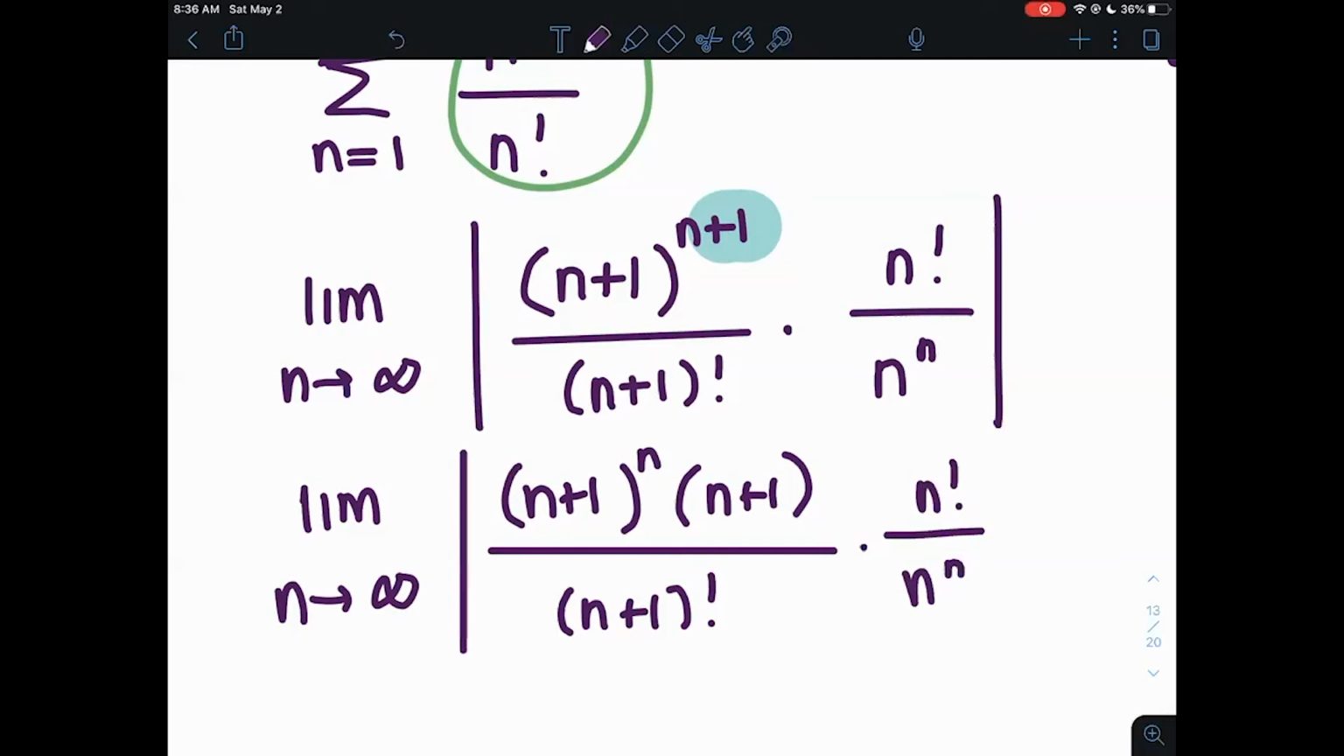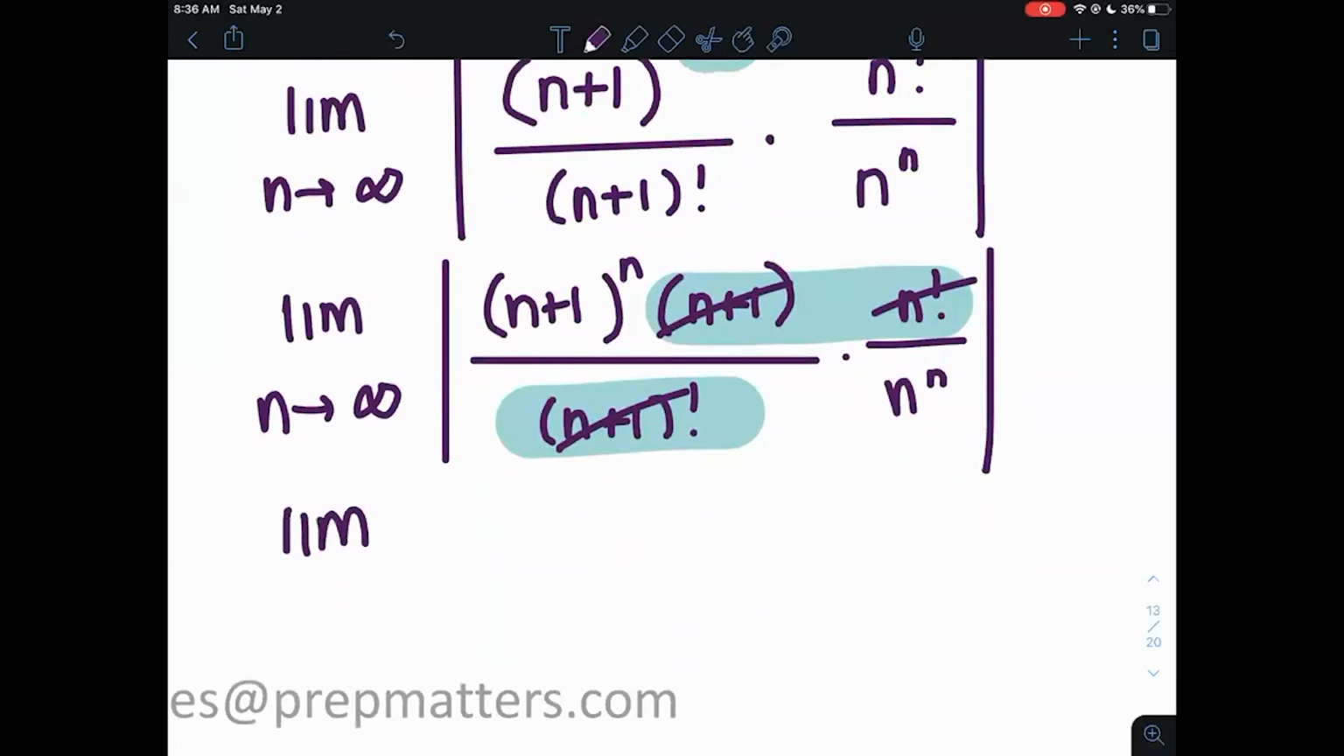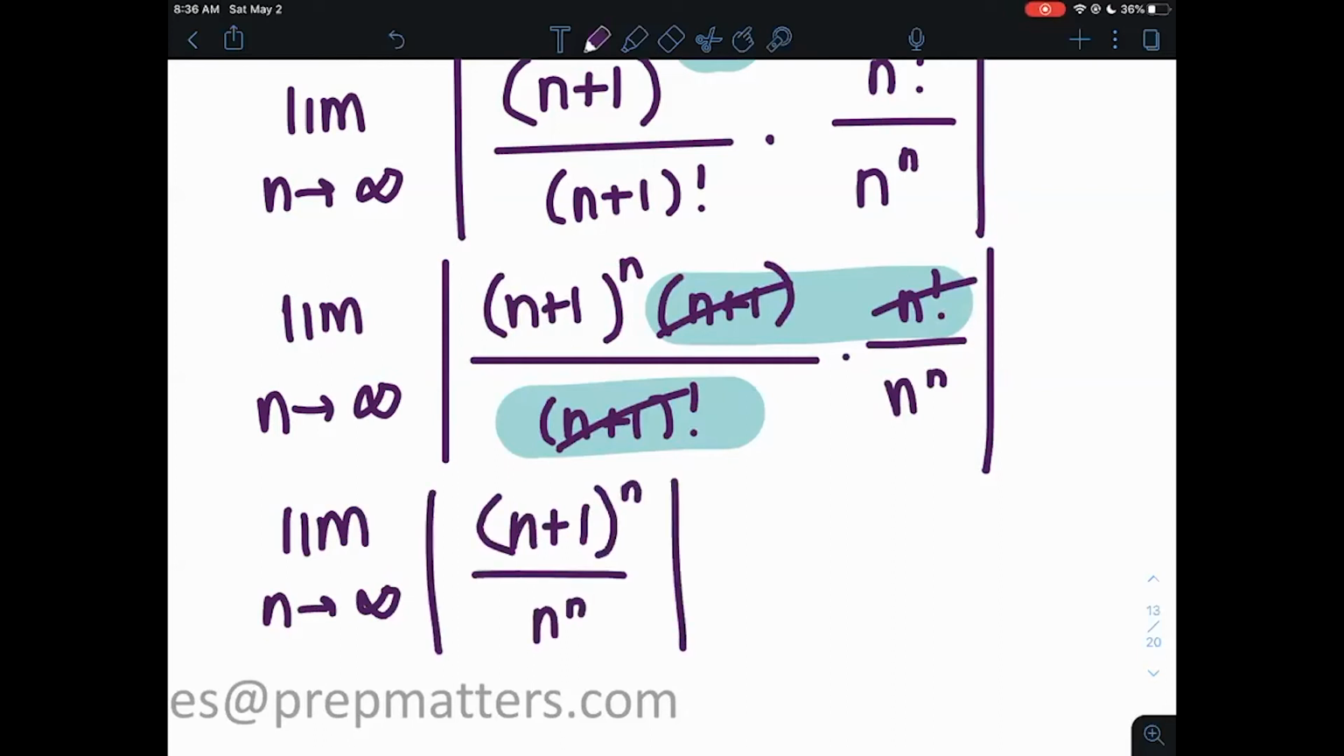And here, if I look at this combination, n plus 1 times n factorial is n plus 1 factorial. So all three of those expressions cancel. And then I am left with the limit as n approaches infinity of n plus 1 to the n power over n to the n power. And instead of writing this like this, I am going to put all of this in one set of parentheses and take all of that to the n power. And then I'm going to rewrite this one more time.